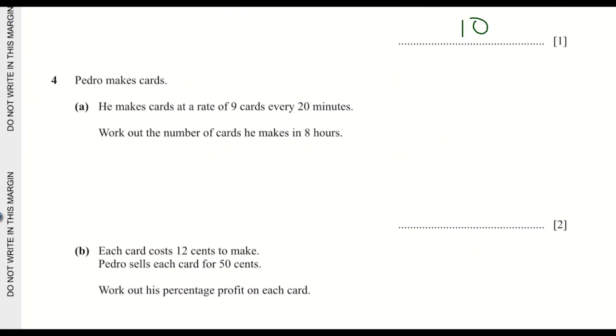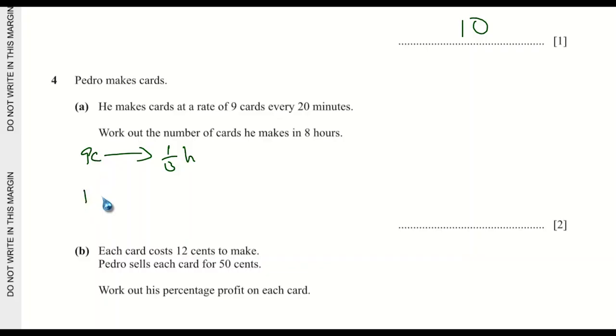Question 4. Pedro makes cards. He makes cards at a rate of 9 cards every 20 minutes. Work out the number of cards he makes in 8 hours. You can approach this question by using ratios or proportions, so it depends on you. You can say 9 cards implies 20 minutes. 20 minutes to an hour will be 20 divided by 60, so that will be 1/3 hour. This is for 9 cards.